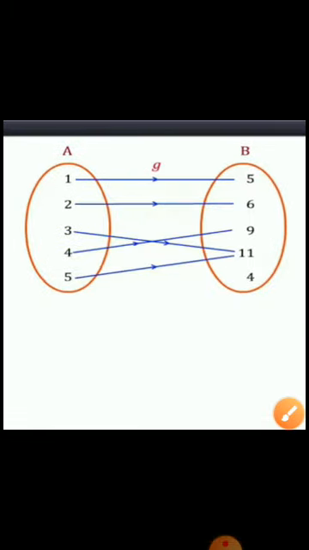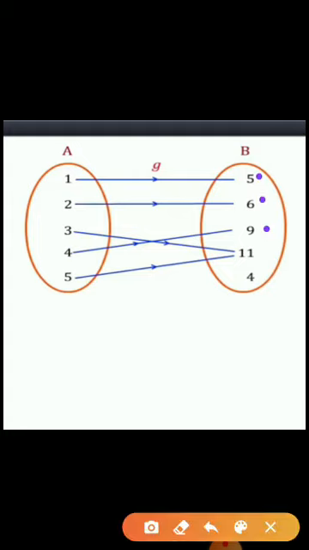Okay, now see the next. Is this an onto? It is not. Why? Rest all elements in codomain have pre-image except what? Except 4. 4 is not having a pre-image.